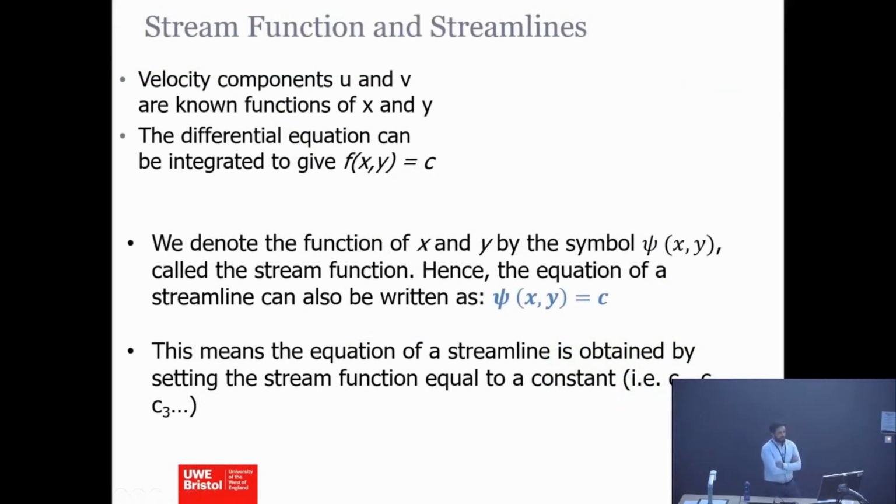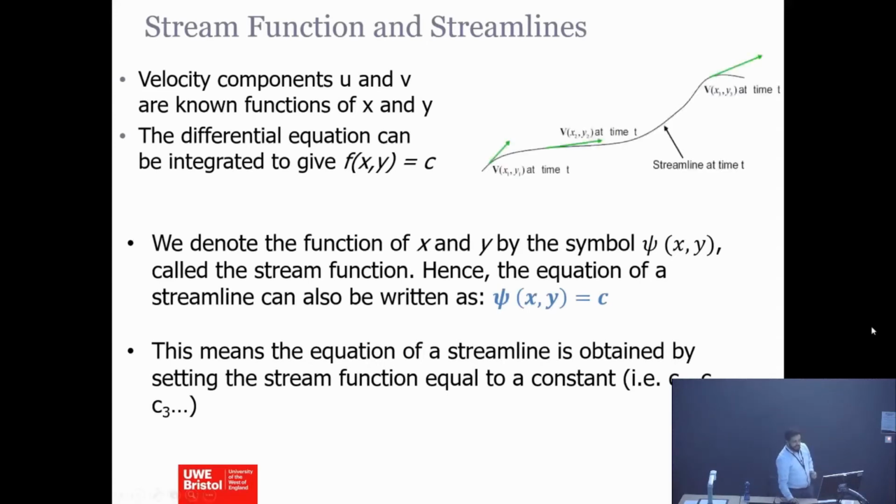Right, stream function and streamlines. All right, so let me show you the picture of the streamline again, okay? So it's very simple. Velocity is tangent everywhere, and the equation of a line is y equals f(x), right? And if you guys remember, I told you that you integrate this differential equation of the streamline to get f(x, y) equal to a constant, right? That's the equation of a line. So that's all given, fine.